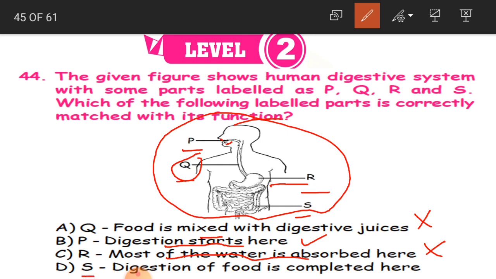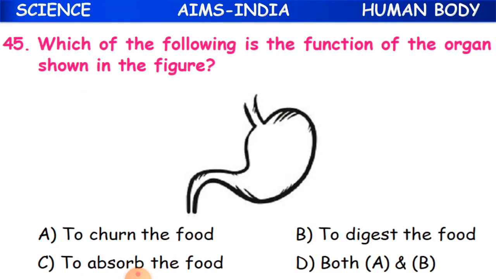Now, digestion of food is completed here. According to the picture, this is the large intestine. And here, what happens? Most of the water is absorbed. But in our answer, it is wrong. So what is the correct answer, children? Option B is the correct answer. These are level 2 questions, children.